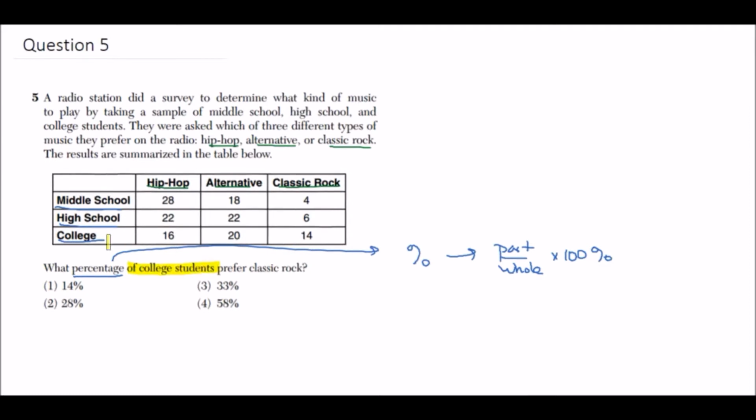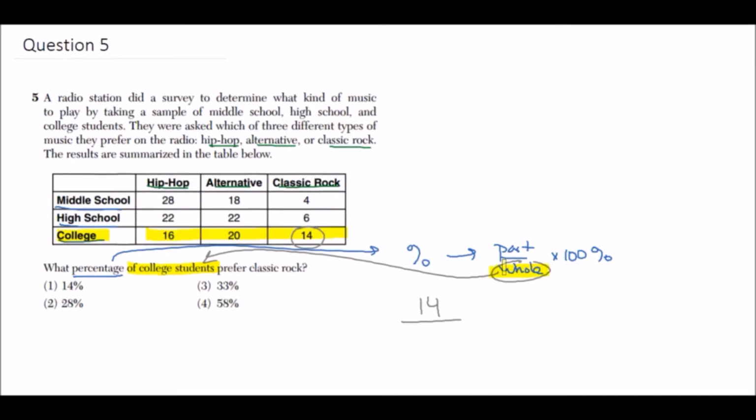So the "of" here is the college students, meaning we are only interested in this row. The middle and high school students are irrelevant to our question. And then they said prefer classic rock. Well, that would mean that 14 of them do, so that would be the part. The whole here would be all of the college students. That's it.